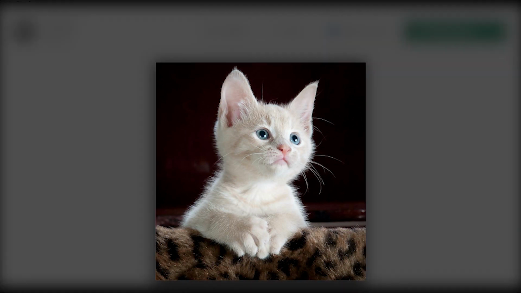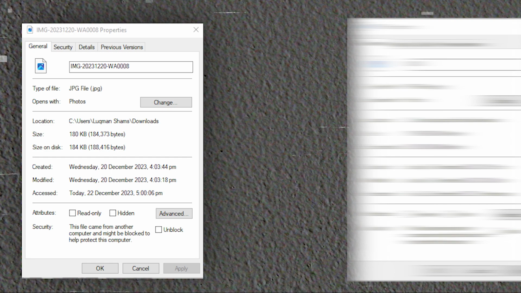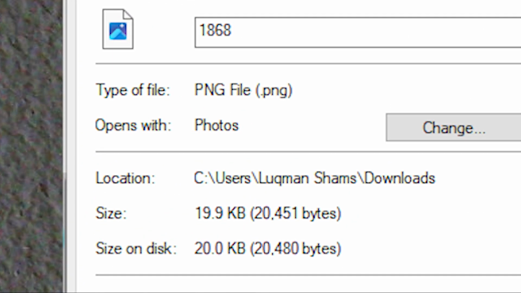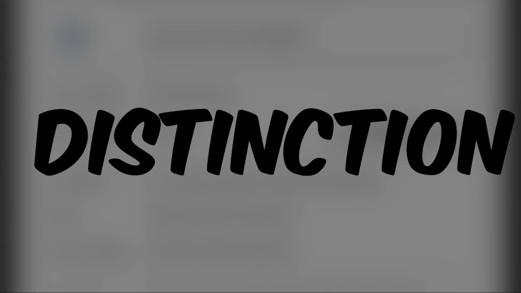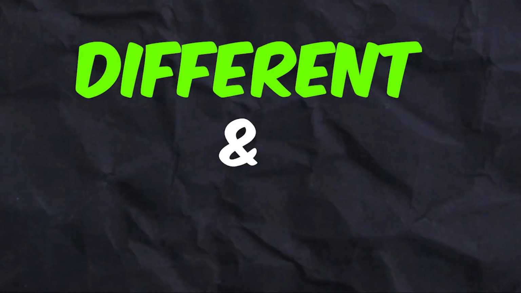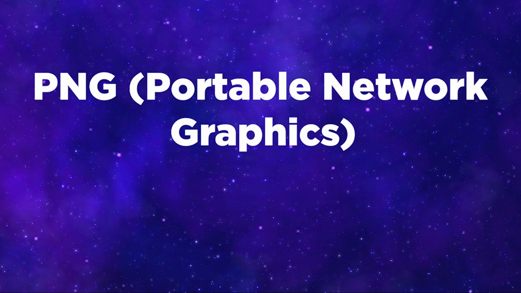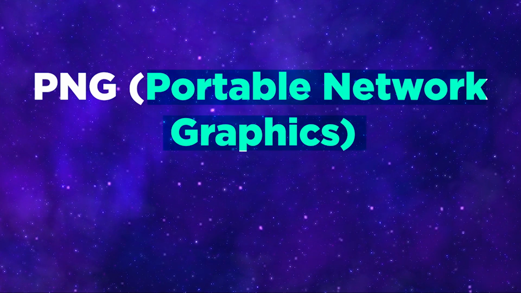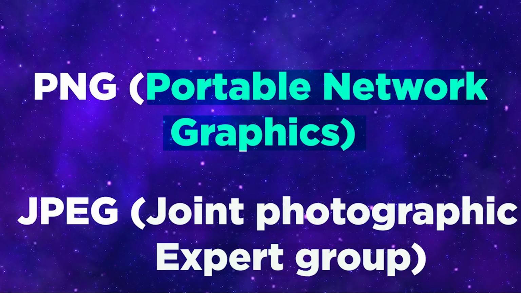When you save any image from the internet and then view it in your PC, it will be saved in either of two formats, PNG or JPEG. So what is the distinction between PNG and JPEG? Well, these two are different as well as similar except their abbreviation, that PNG stands for Portable Network Graphic while JPEG stands for Joint Photographic Experts Group.